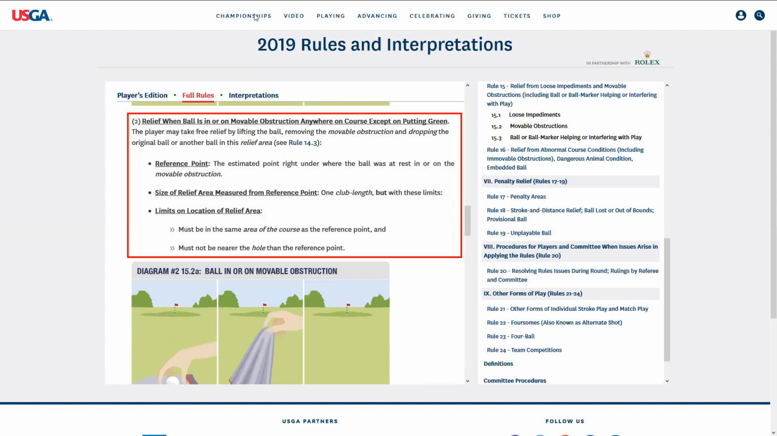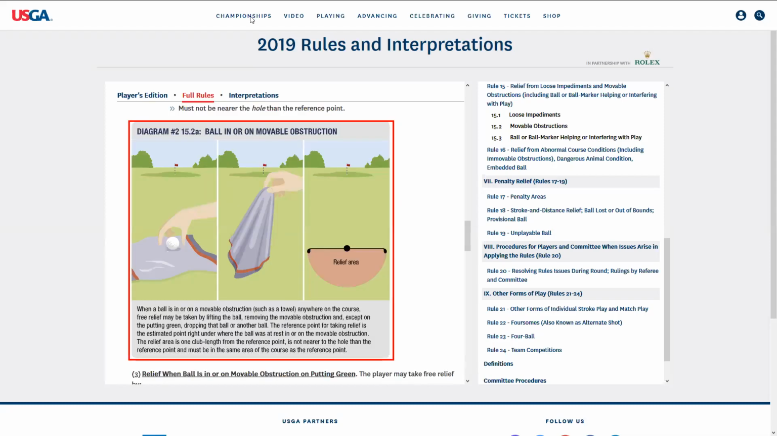So if you look at diagram 2 on the next page, the player's ball in the first panel is laying on a towel. It looks to be the general area of the course. You have the player mark the ball. Obviously, you can't mark it under, but you mark it to the side. You lift the towel, and then you're going to drop it. And since you drop a ball, you're going to drop in a relief area. You're not going to drop at a spot, and you're not going to drop on a line.